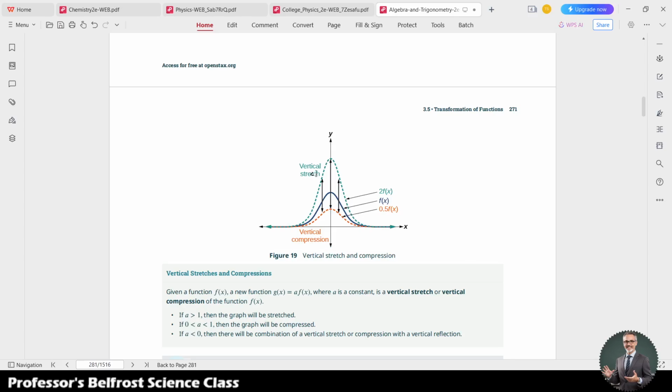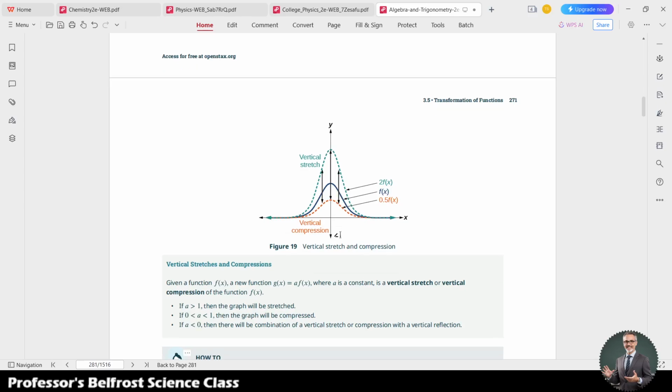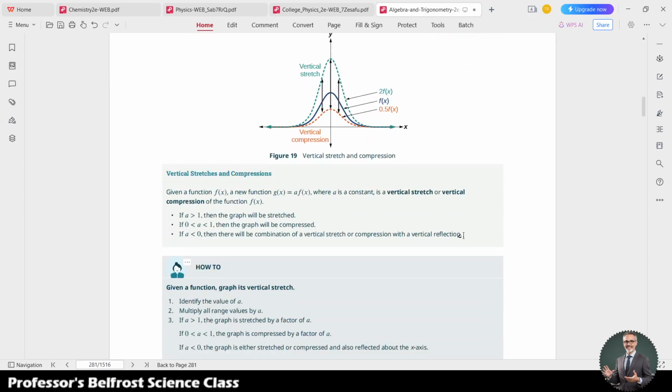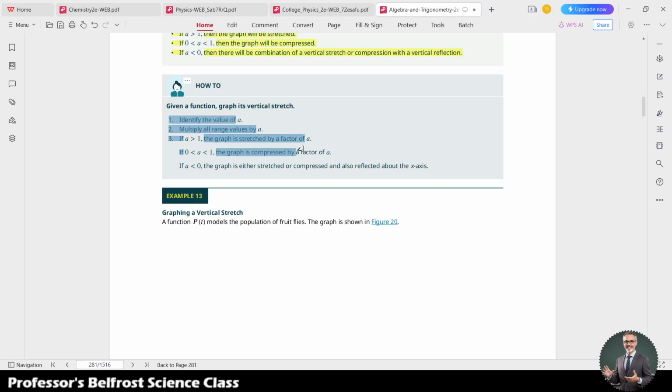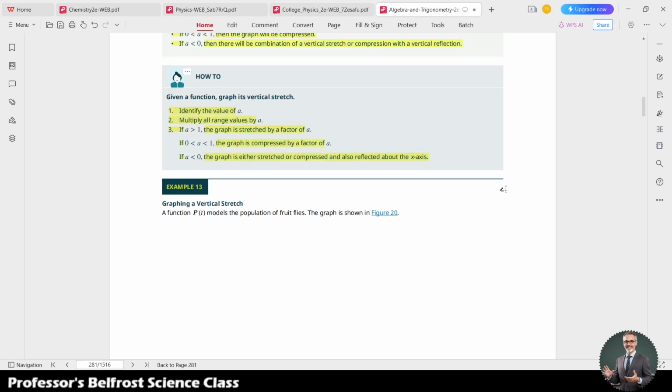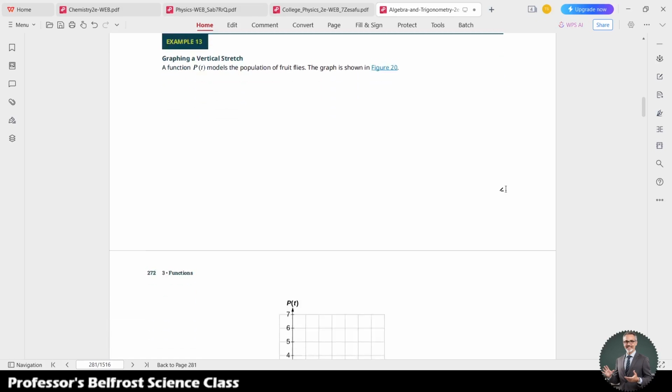Okay, so this is the original one, the black one, f(x). And if we stretch it, it means that we multiply by a constant greater than 1, it will be stretched. And if we multiply by a constant that is less than 1, it will be compressed. And this is the summary. Okay, so let's dive into the example.